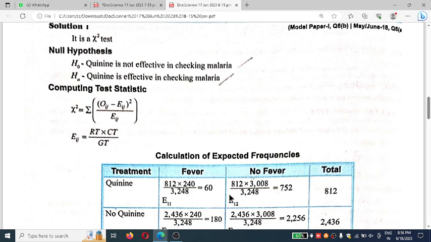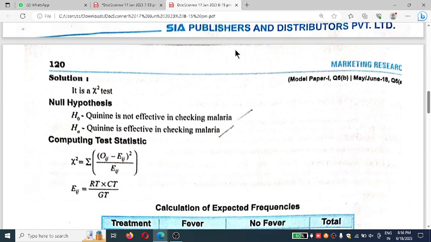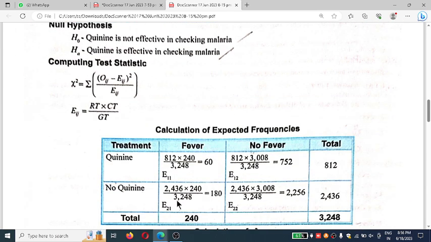Again, suppose I am calculating for this 220. That means this row total, 240, multiplied by column total 2436. So 240 multiplied by 2436 is divided by 3248, and I got the answer for this one. That means row total multiplied by column total divided by grand total.